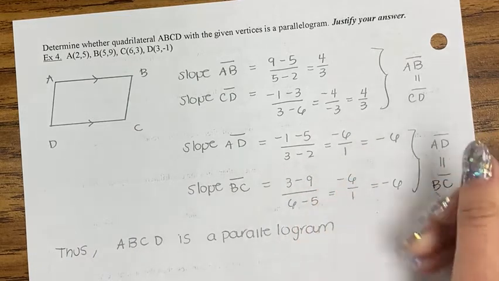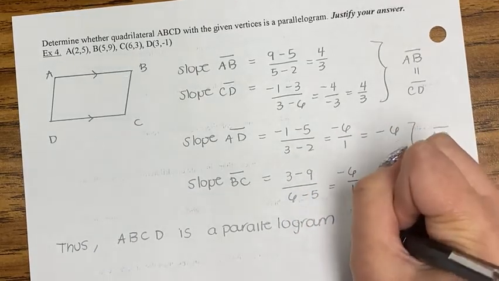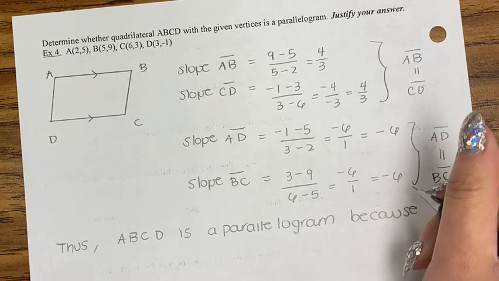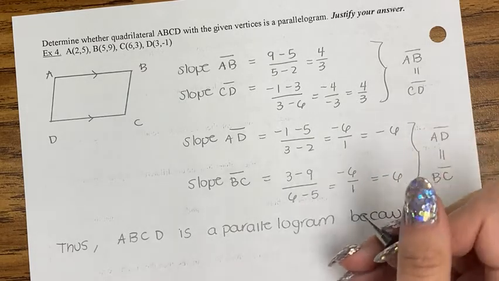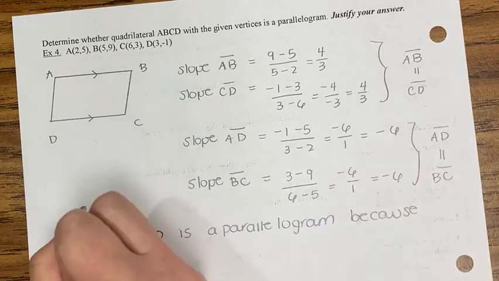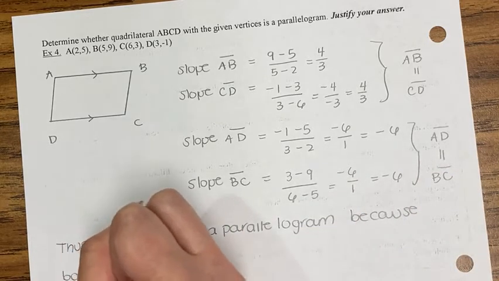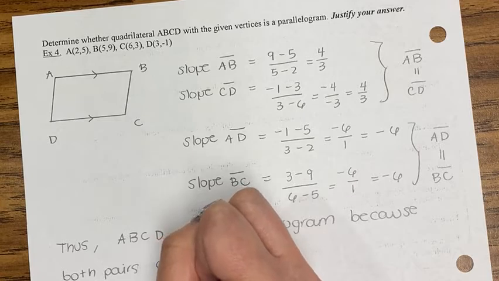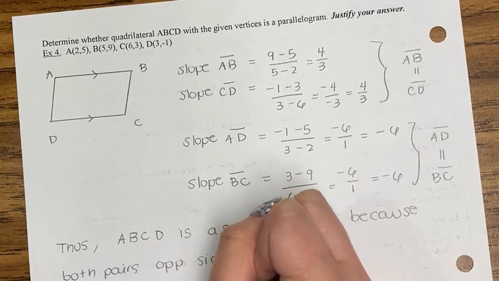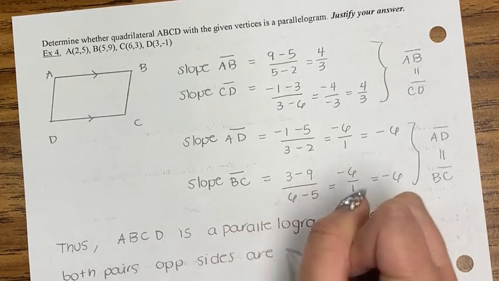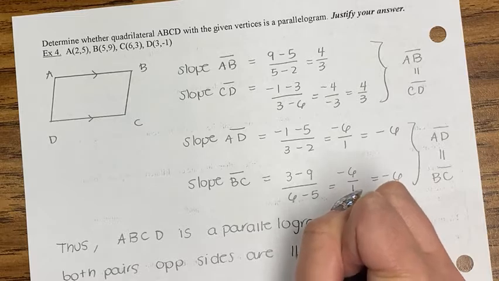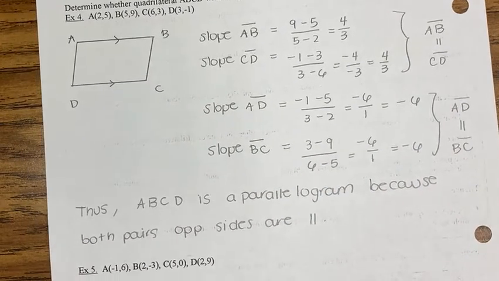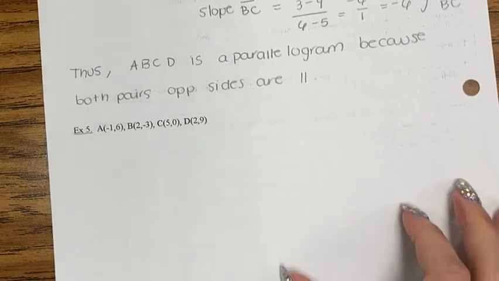If you want to justify why, it's because both pairs of opposite sides are parallel. Okay, so that's a huge thing. Good. So let's do example number 5.